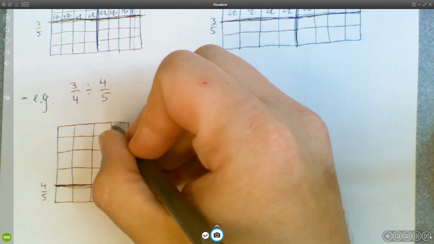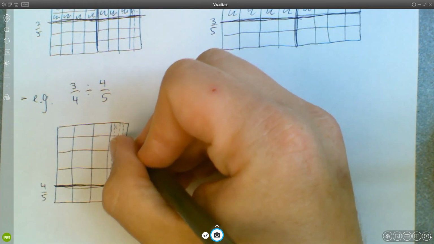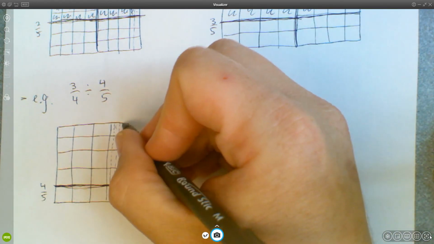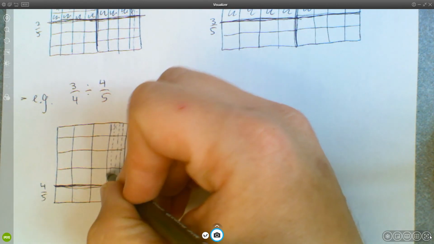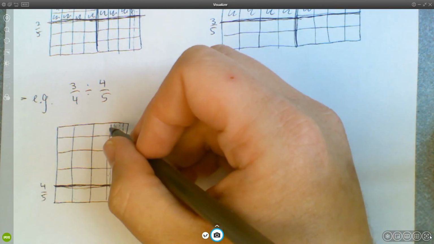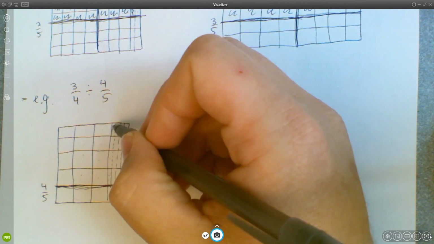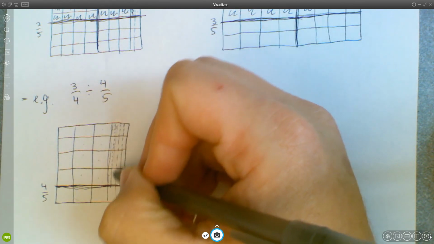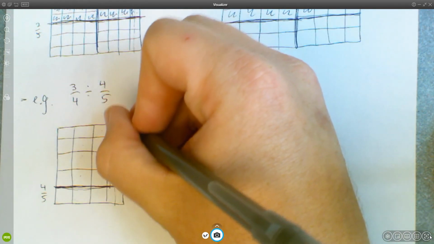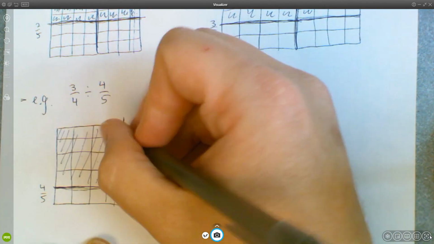So I think I'm going to split in half again. Okay, so I've really split this last column into 4 parts. But now notice that 1, 2, 3, 4 of these little tiny slivers makes one box. So I've got 1, 2, 3, 4, 5, 6, 7, 8, 9, 10, 11, 12, 13, 14, 15, right? So this is my answer right here.